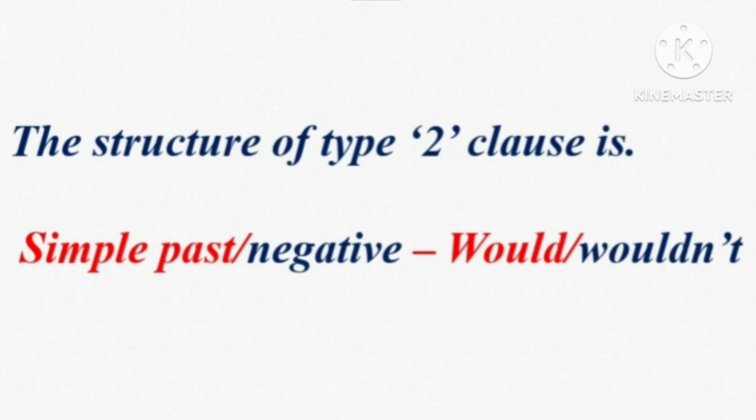The structure of a type 2 clause is, if the statement of the if clause is in past time, we have to use future past, would. If we want to make it negative, we have to use wouldn't in the consequence clause.